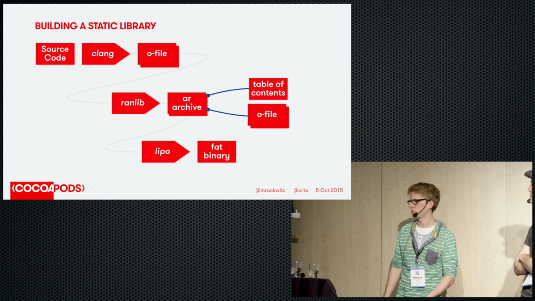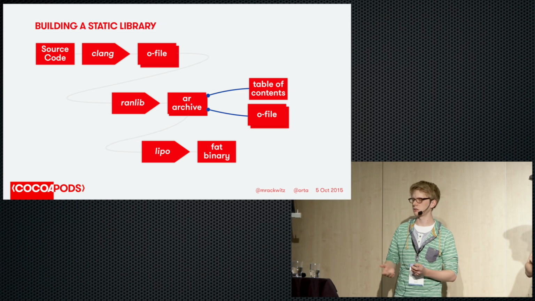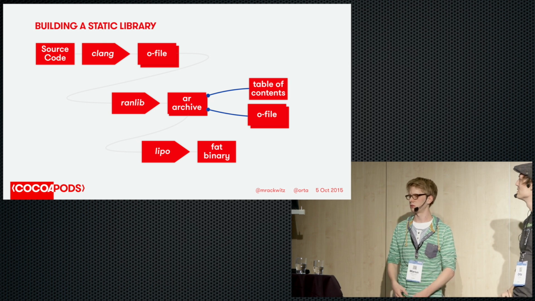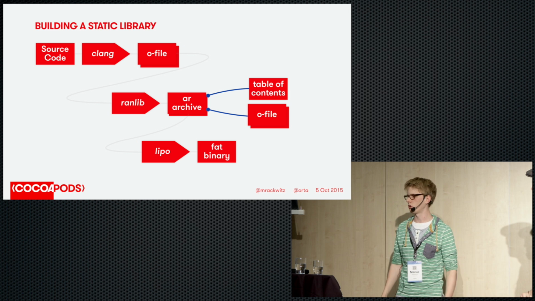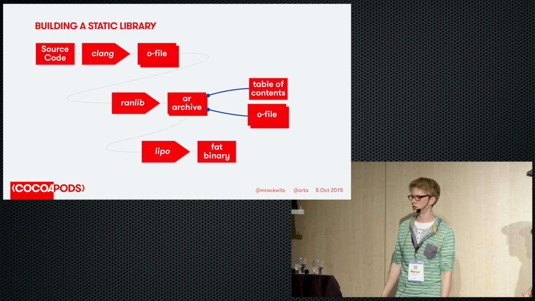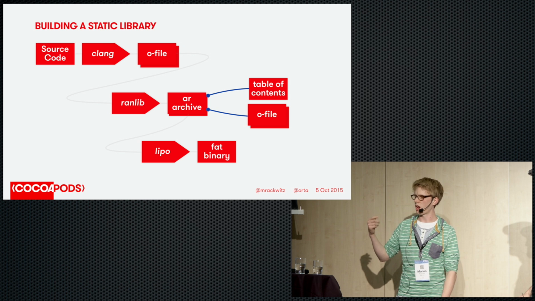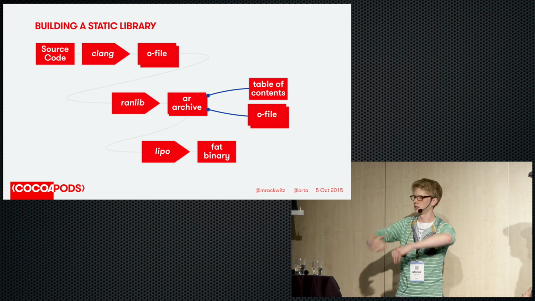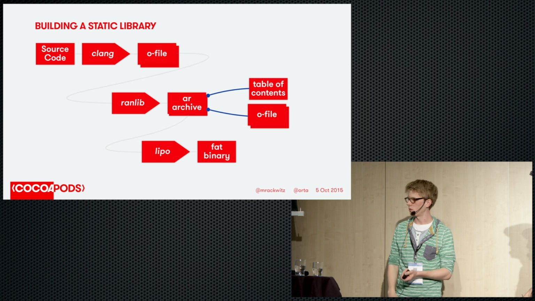And how do we get there? When we build our source code with Clang, we get the object files, and those object files are put into ranlib, and it's making an archive out of them. An archive has a table of contents saying which object file lives at which position in the file, and keeps and maintains the file information, how this object file was originally named. And we do this for every architecture, and then we use lipo to archive them all together again to a fat binary.